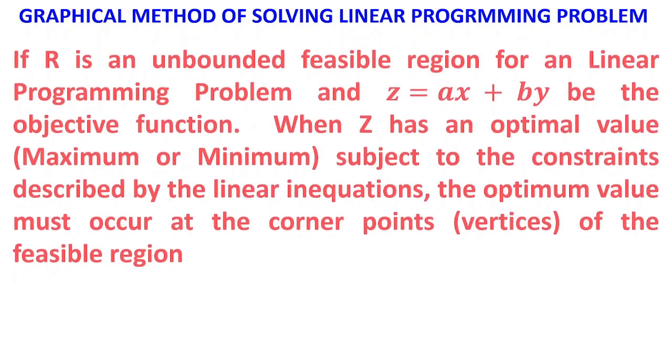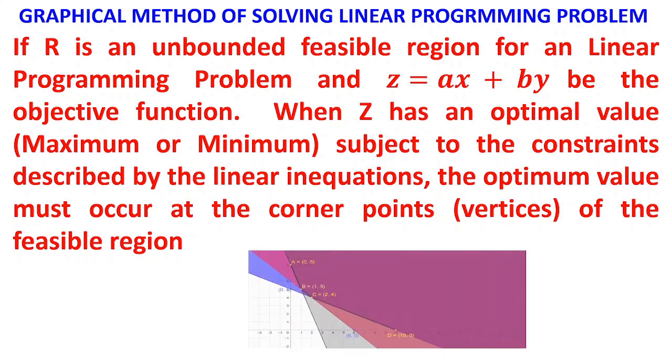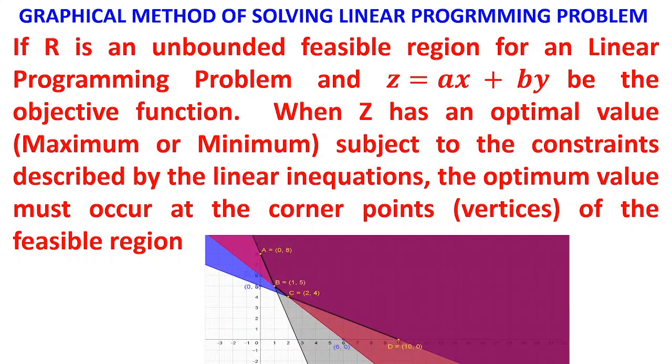Sometimes you may get the region as an unbounded region. In that case also, the optimal value must occur at a corner point. I am showing you a figure. Here the common region is an unbounded region, where A, B, C, D are all the corner points of the unbounded region. We are going to find the value of the objective function at these points, and that will be the optimal value. It may be either maximum or minimum.